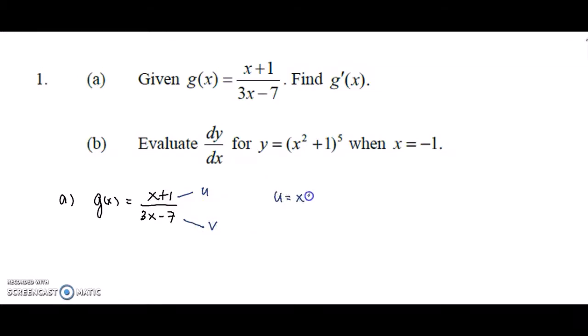So just write down next to the question here. We set the u and the v first, then we find u prime and v prime. u prime is equal to 1, v prime equals 3. Then for the quotient rule, this is the formula we're going to apply: (v u prime minus u v prime) over v squared.